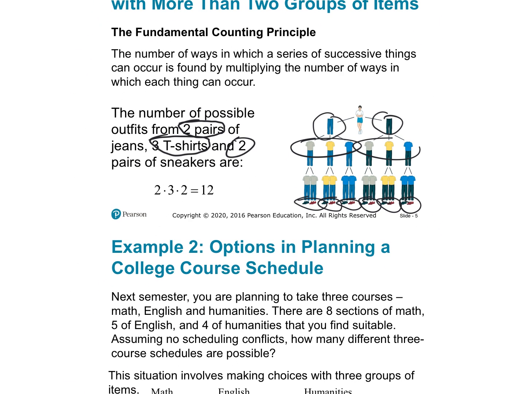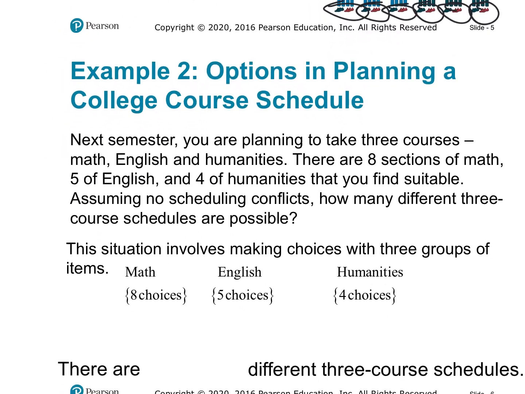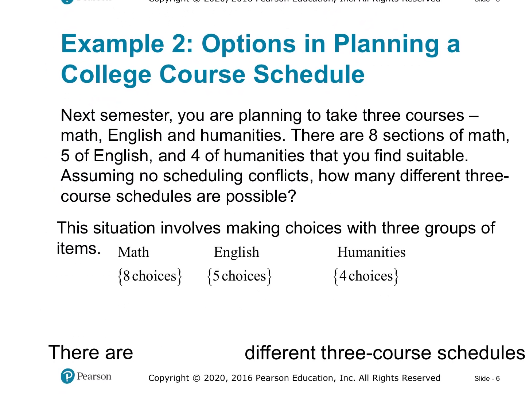All right, let's apply that to an example. So next semester, you're planning to take 3 courses: math, English, and humanities. There are 8 sections of math, 5 of English, and 4 of humanities that you find suitable. Assuming no scheduling conflicts, how many different 3-course schedules are possible?